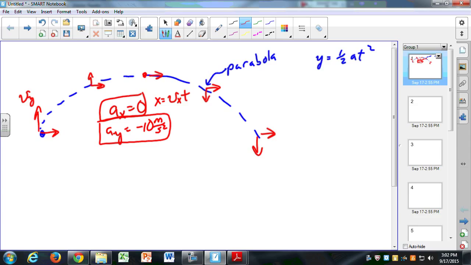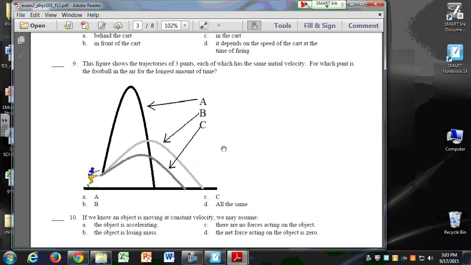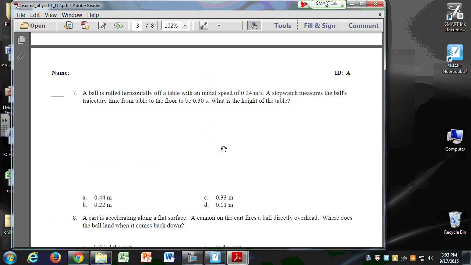Let's take some time and we'll work through some problems and see the technique for working through these. Listen, they're all a little bit different. There are lots of different problems you could potentially see, but they all use the same principles. So let's see, every test has them.